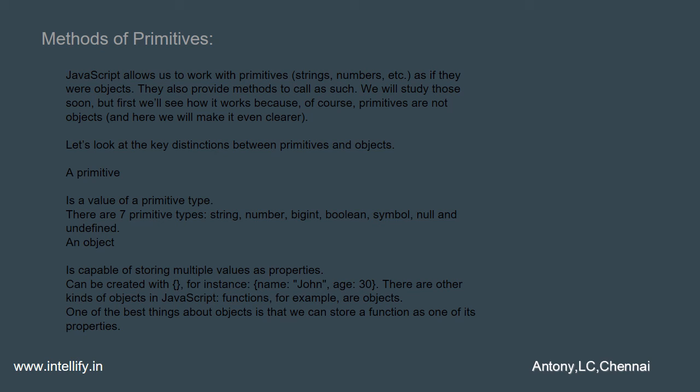A primitive is a value of a primitive type. There are 7 primitive types: string, number, bigint, which is not used much in JavaScript because the only data type for numbers is number, boolean, symbol, null, and undefined.